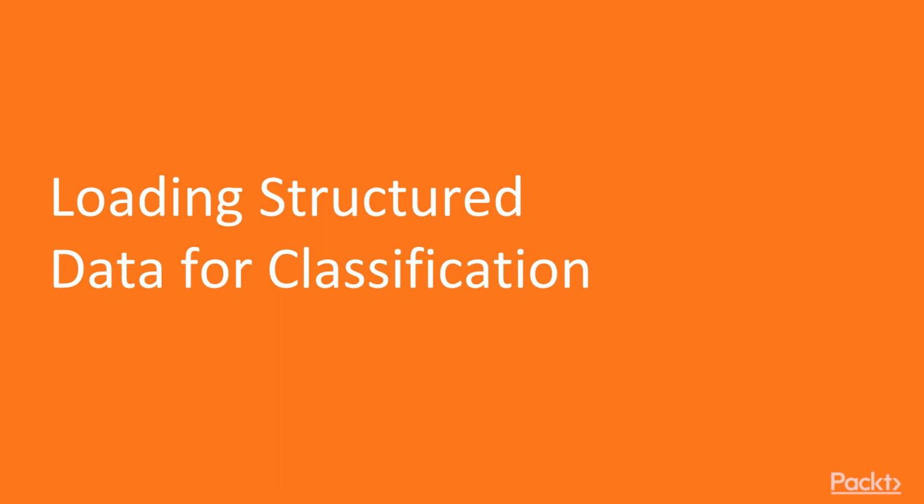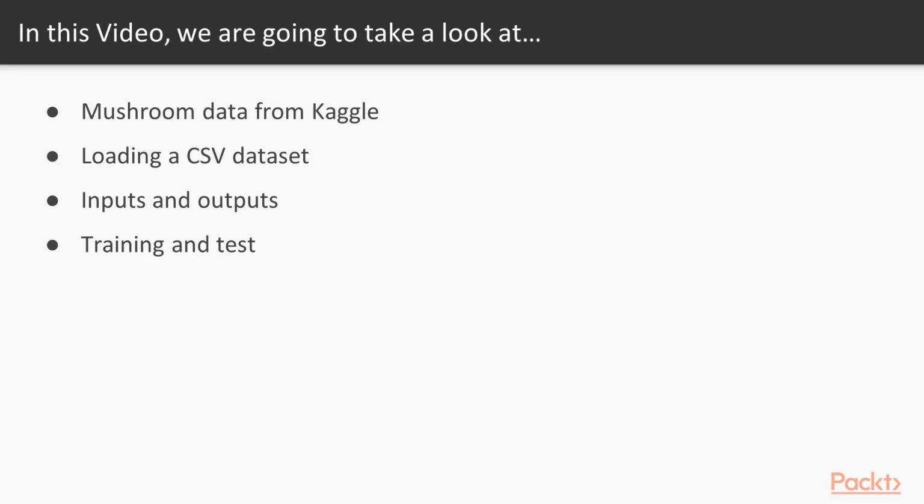In this video, let's take a look at loading structured data for classification. We're going to go ahead and grab some data, in this case, the mushroom data set from Kaggle. We're going to load it as a CSV data set. We'll take a look at inputs and outputs, and then a training and test loop.